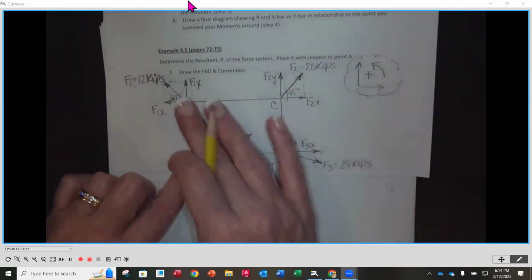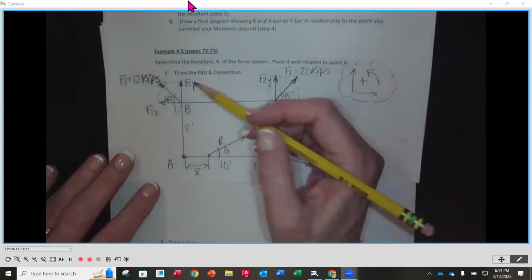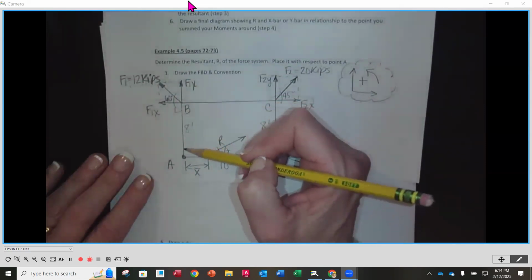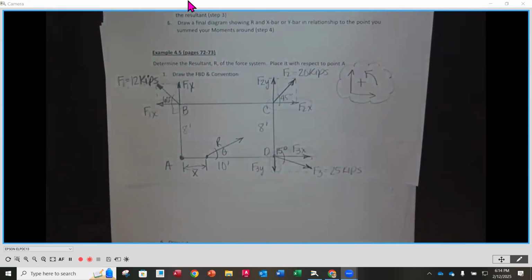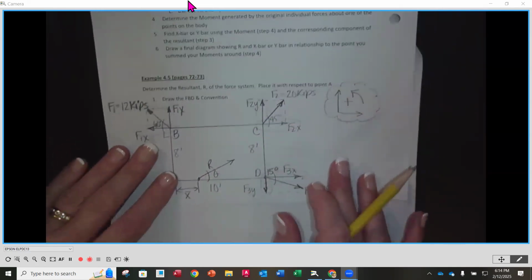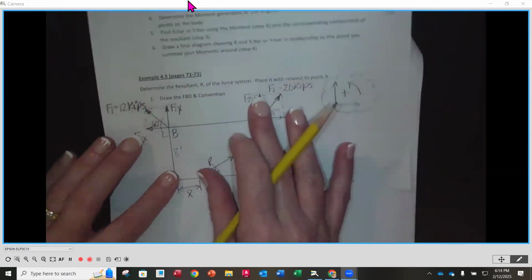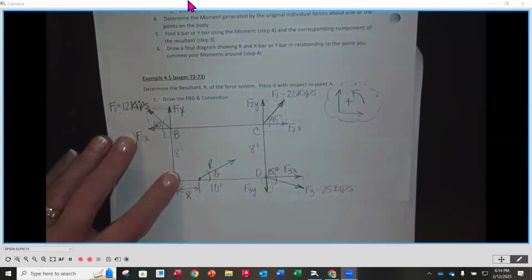Now let's look at F1y. If we pull in the direction of F1y, do you see it does not cause a rotation? If we kind of push it back along its line of action, it would go right through point A. Does not cause a rotation. We're not going to include it. Let's go over to force 2. Let's start with F2y. F2y, yep, causing a rotation. It's going to go counterclockwise, so we'll have a positive out front.